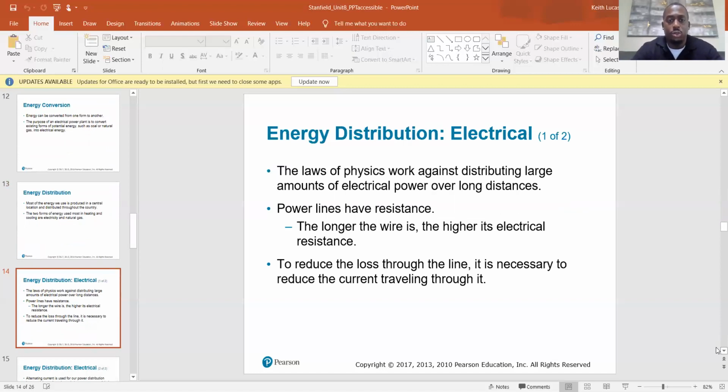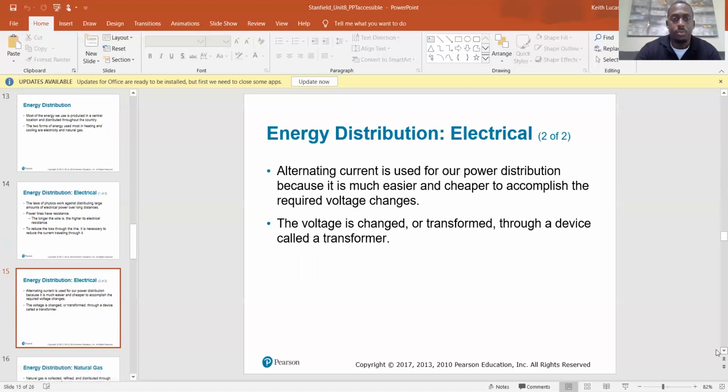Energy distribution, electrical. The laws of physics work against distributing large amounts of electrical power over long distances. Power lines have resistance. The longer the wire is, the higher its electrical resistance. To reduce the loss through the line, it is necessary to reduce the current traveling through it. Alternating current is used for our power distribution because it's much easier and cheaper to accomplish the required voltage changes. The voltage is changed or transformed through a device called a transformer.